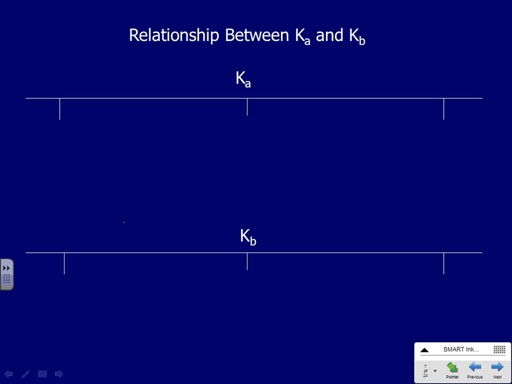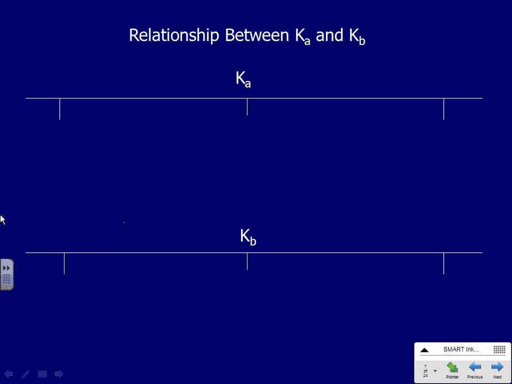I'm trying to do it on the computer. It's two scales that I'm going to be relating between, a Ka scale and a Kb scale. And I've made it look this way so that we can have extreme edges. It's almost like a pH scale, all right?